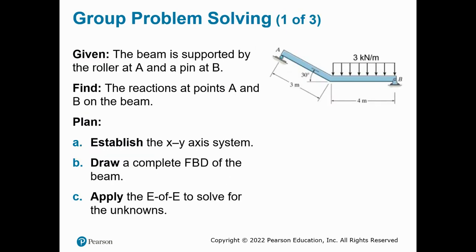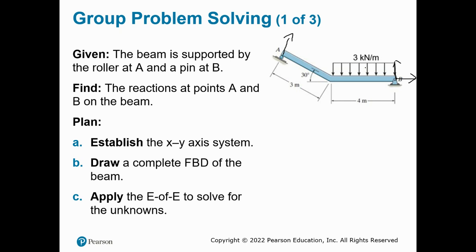Next example over here, we have a roller support at point A. That means you have a reaction force at point A only, perpendicular to the surface. Pin support at point B, that means reaction force at B, you have your Bx and your By. And also we have a distributed load.